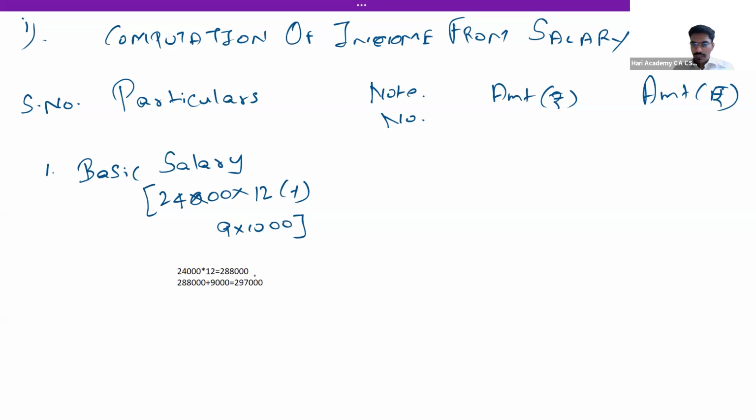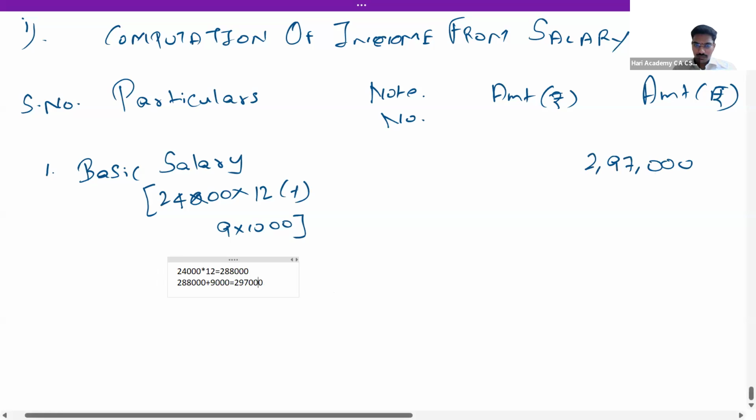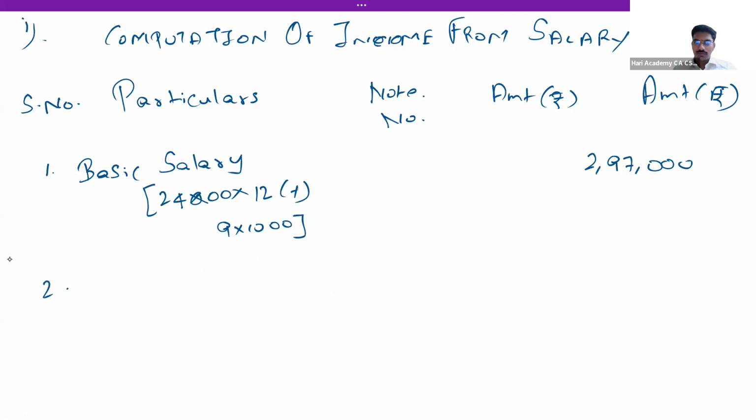So the total amount is going to be 2,97,000, which is the basic pay. Okay. Next, point number 2: dearness allowance, forming part of salary, 100% of basic pay. So what is my basic pay? The same amount is going to come here. Dearness allowance, DA. Again, whatever we have put above is going to come here. 2,97,000.